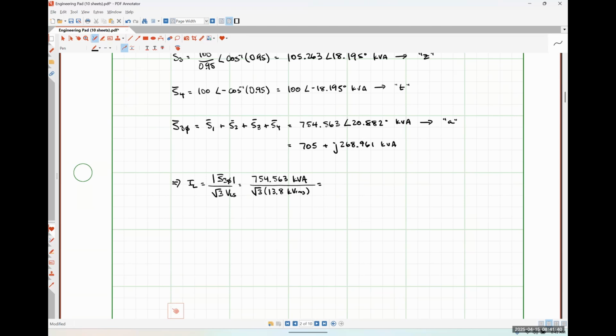And I wound up getting 31.5686, so let's call this 569 amps RMS. So that is the magnitude of my line current. Anybody have any questions, comments, or concerns about that calculation or where that relationship came from?